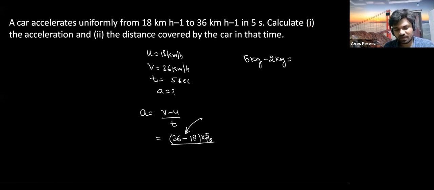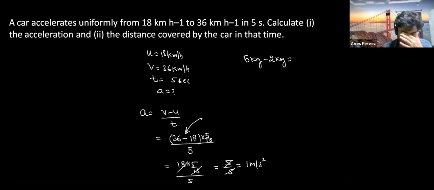In the similar way, if you have 36 kilometer per hour and subtract 18 kilometer per hour, the answer will be in kilometer per hour. So whatever answer comes by subtracting, we convert that kilometer per hour into meter per second by multiplying by 5 by 18. The time is already given in seconds, so no need to convert it. So here it is 18 into 5 by 18 upon 5. These 18 will cancel out. You will get 5 upon 5, and that will be equal to 1 meter per second square. Okay, got it?